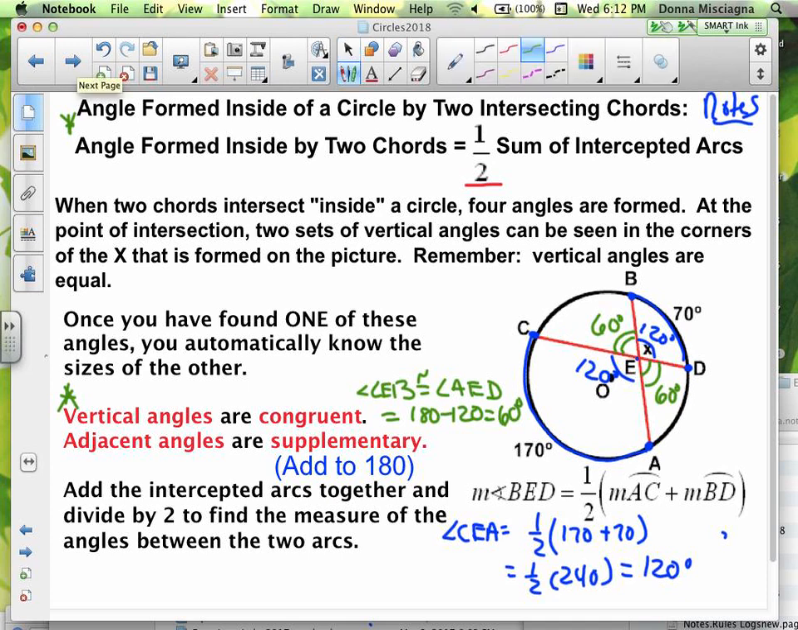So on this one we'll be using the formula for angles inside the circle, and also working with linear pairs if we're looking for the adjacent angles. And here comes the next one. Just waiting for the page to turn, and then we'll solve a problem.